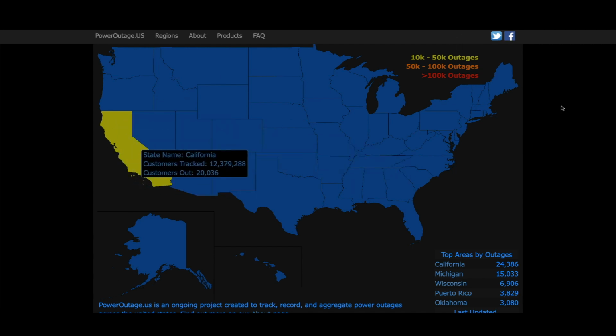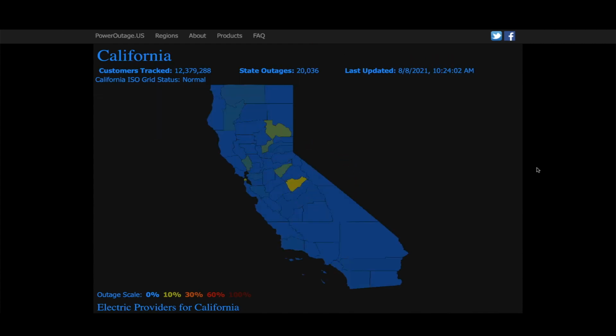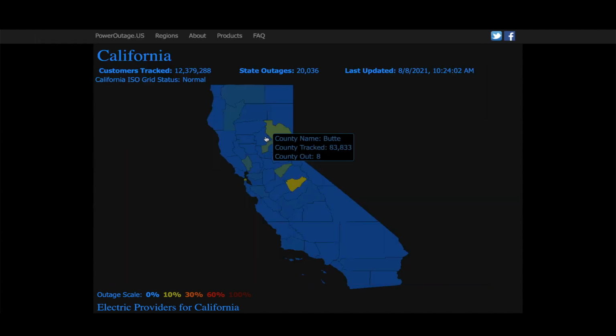But we're going to go to California, take a look at the area of Oroville Dam. Oroville sits in Butte County, which is right here. Butte County is showing 8 power outages right now as I do this video. That's where the power plant sits. But around the power plant, you can see here in Plumas County, 2,754. Down here in Yuba County, 1,701. And those are customers, not individuals.